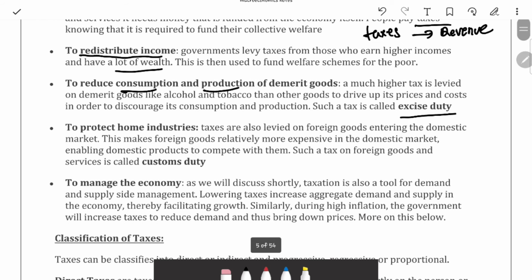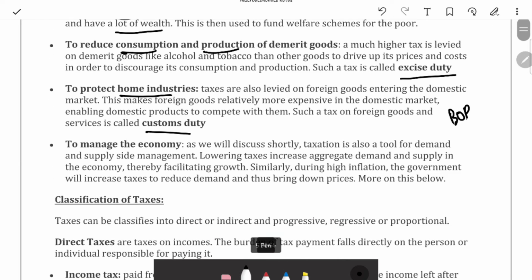The next one is to protect home industries. When you want to protect home industries, taxes are levied on foreign goods so that they can control what we talked about, the BOP, the balance of payments, so that the inflow and outflow is controlled. They have to pay a certain tax on each of the goods. That's why, when you import something, the price with the tax is very expensive, because they want to avoid a BOP problem. This we call the customs duty. So we had a look at the excise duty and the customs duty. They are types of tax, and we'll have a look at them under indirect taxes.